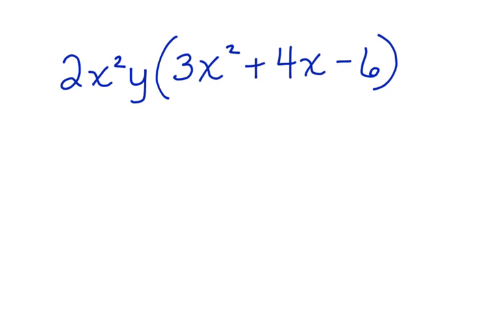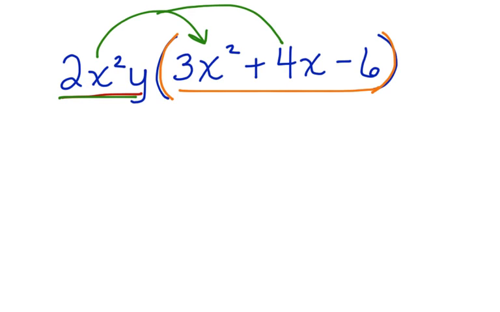How could we possibly multiply this? Well, notice that we have a monomial and that we have a polynomial. Also, you can see that we have parentheses. The distributive property is coming back. Now, we take the term outside the parentheses and multiply it by both, actually by all of the terms inside the parentheses. 2x squared y times 3x squared.